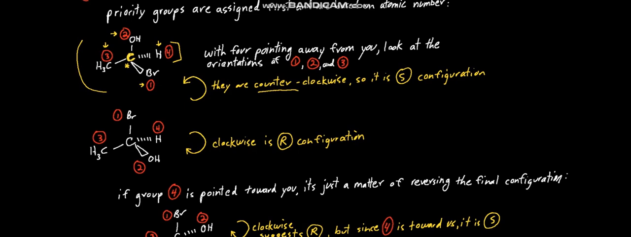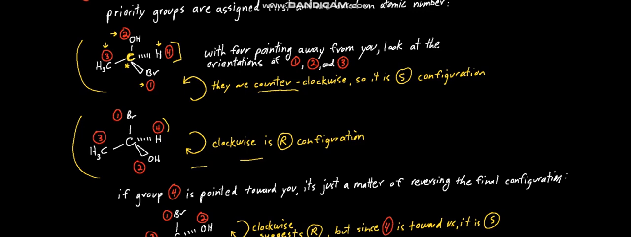I switched 2 of the groups in this lower structure. Which 2 did I switch? The OH and the bromine. So we already had the priority groups 1, 2, 3, 4. As we're looking at it with 4 pointing away from us, it's 1 to 2 to 3 clockwise. And yes, then it's the R configuration, clockwise.